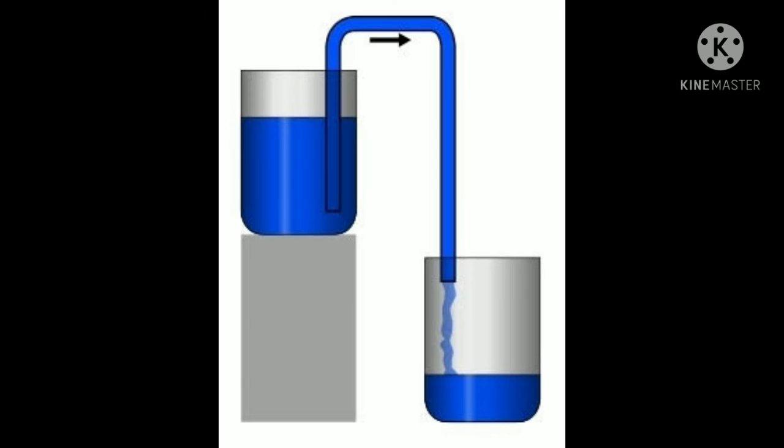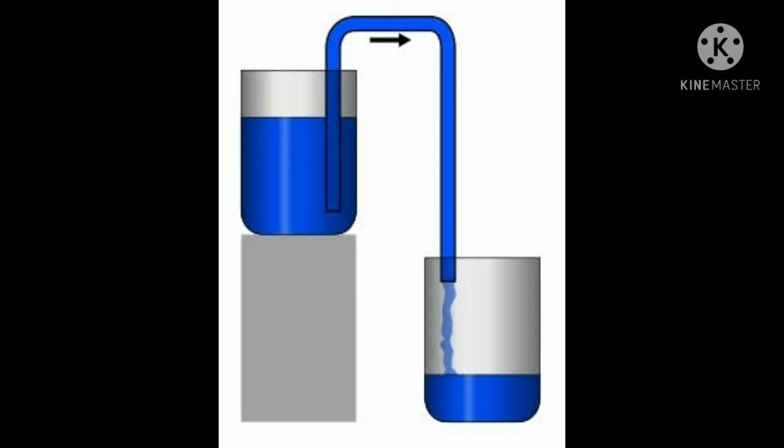Now we'll come to the fourth point. Fourth is that liquid always flows from a higher level to a lower level. Now one can is above and one can is below, and from the upper one to the one below, the liquid is flowing. So a liquid always flows from a higher to a lower level.